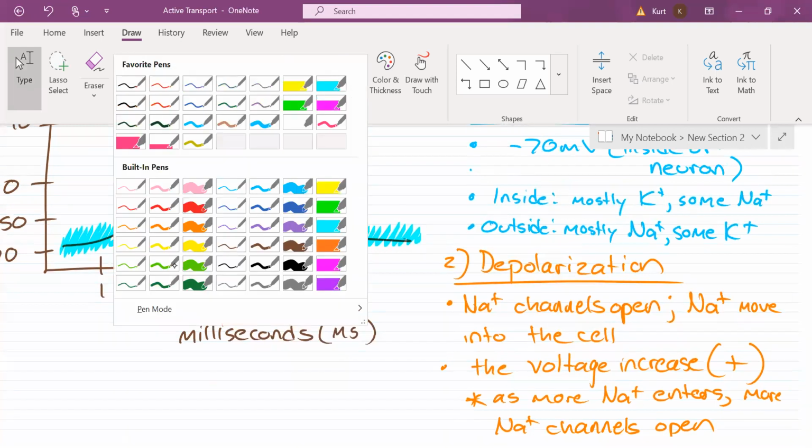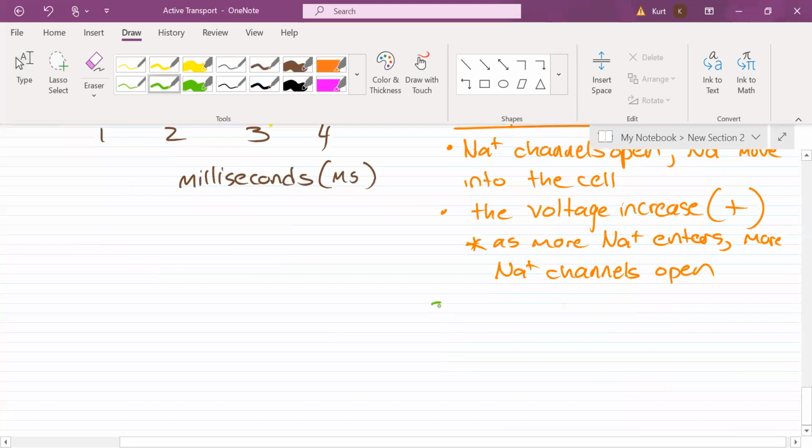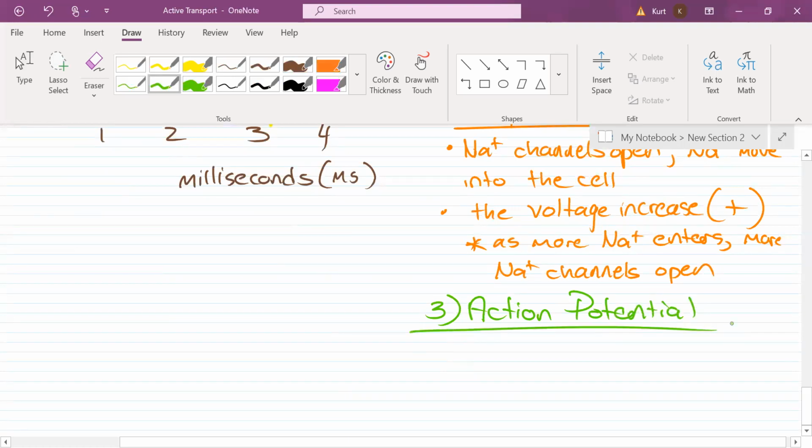Step 3 is an action potential. This is very short-lived. Imagine feeling how you felt when I screamed, your whole body was rattled. Imagine feeling that way all the time. That would be sensory overload. So this is very temporary.